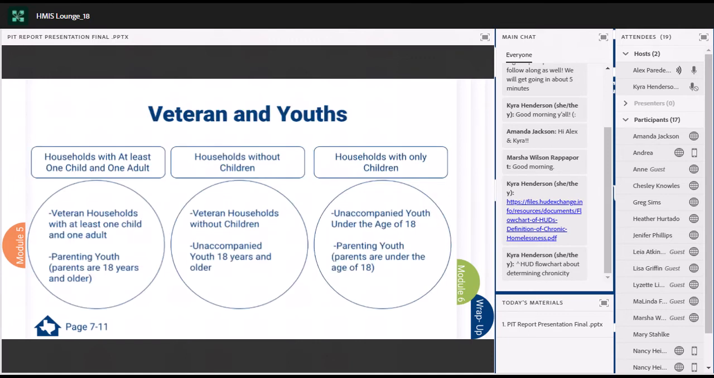All right, so let's talk about those subpopulations that we mentioned. There are several different types of subpopulations accounted for within our PIT reports and when we gather data on the night of the count. The PIT reports are also going to give you a breakdown of veteran households with and without children. There are also two youth pages as well, one for unaccompanied youth and one for parenting youth.